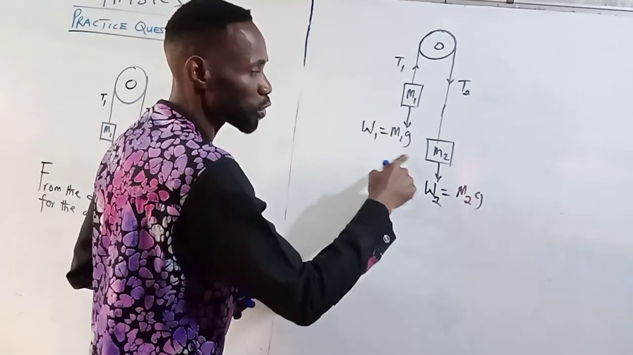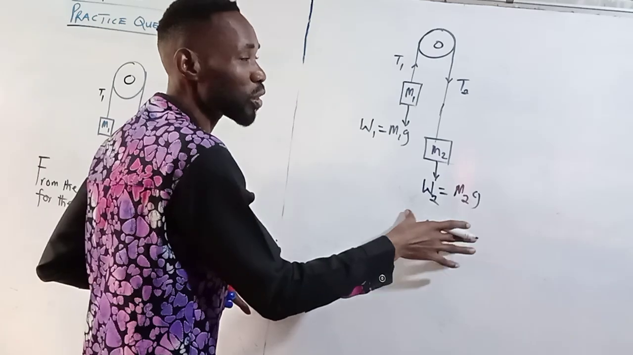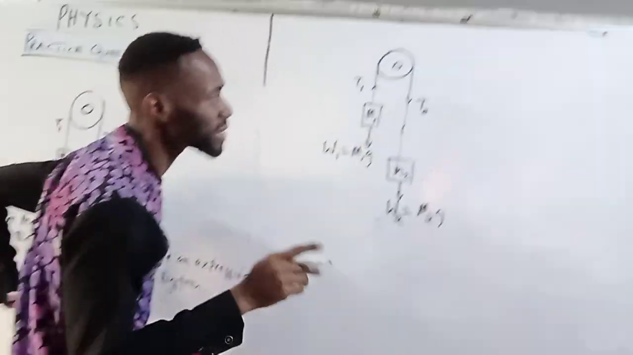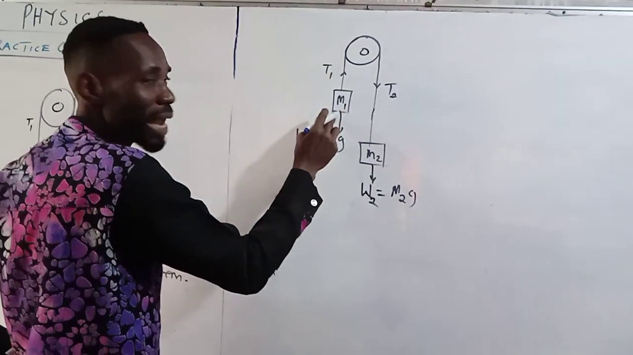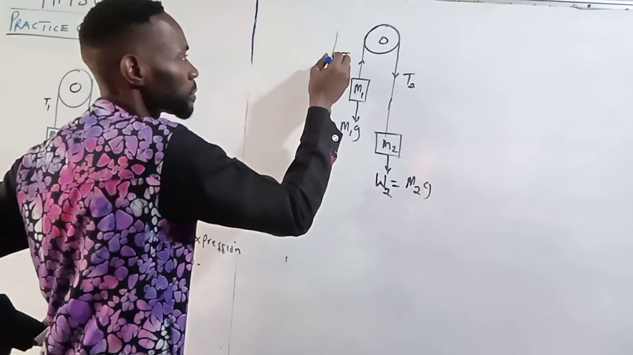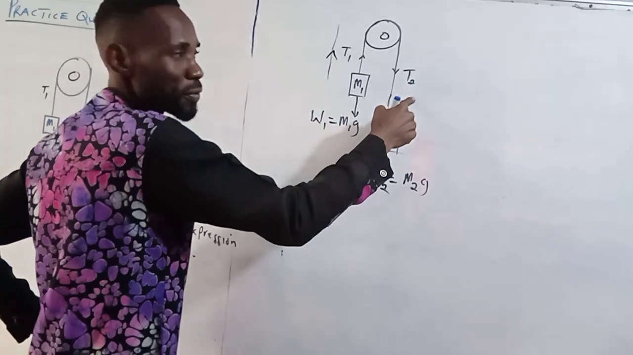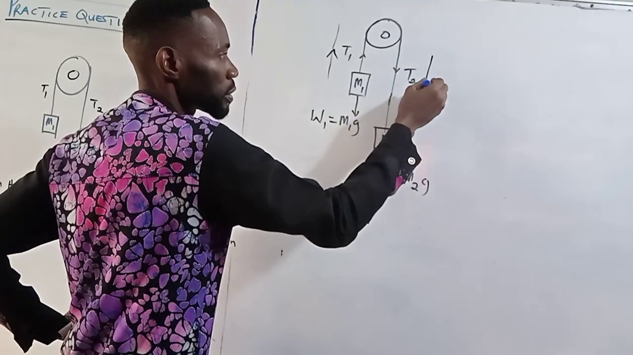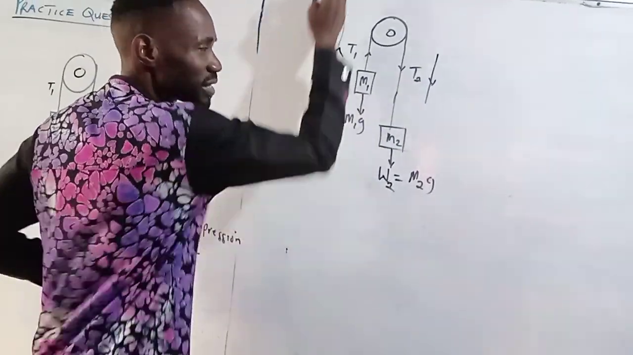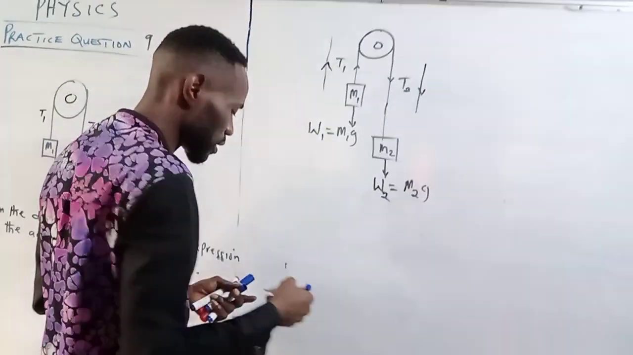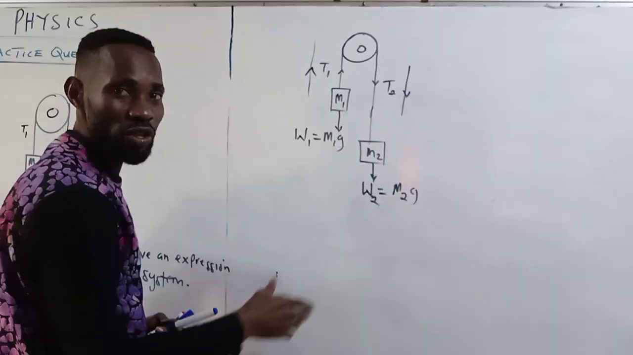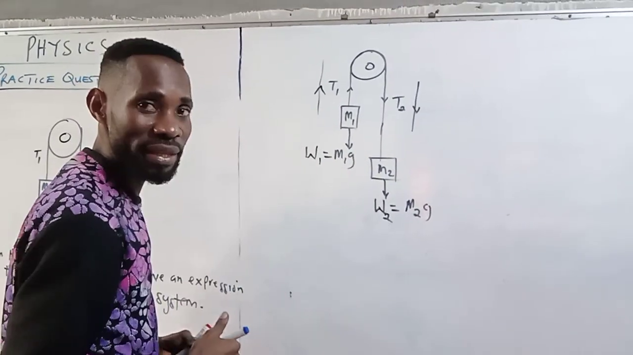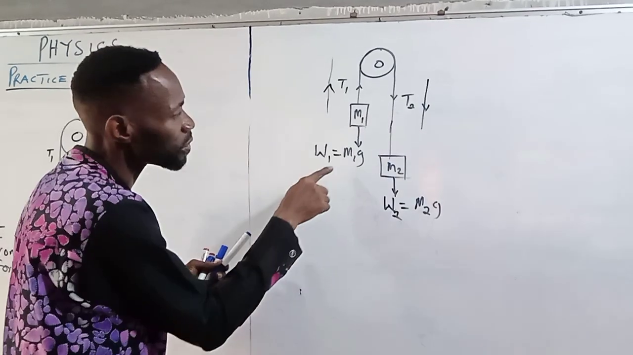And this is what we want to see. We want to see the acceleration of this system. Now, if you take a look at this system, the motion of M1 is towards this way. The motion of M2 is this way. It means that if the acceleration is upward here, it is downward here. So, we want to see the acceleration. How do we get the acceleration of this system? Follow me. Now, take a look at this.